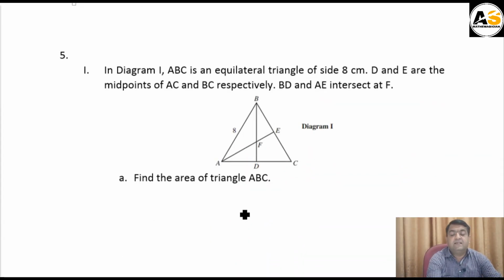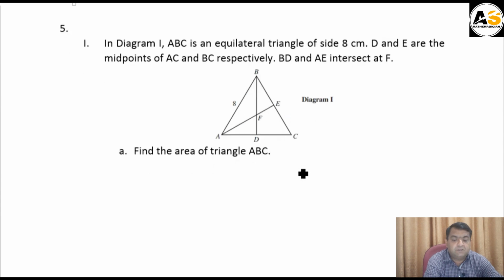Dear student, this is the last lesson for today's class. In diagram 1, ABC is an equilateral triangle of side 8. D and E are midpoints of AC and BC. They intersect at F. We have to find the area of triangle ABC.